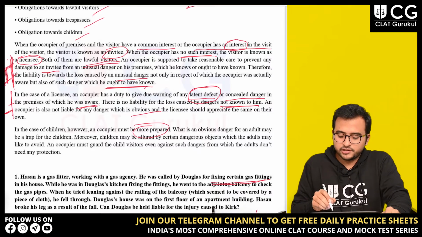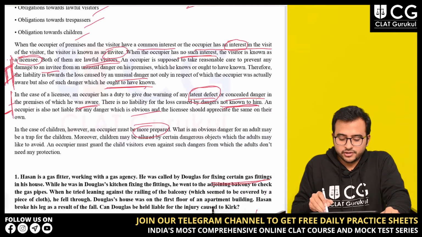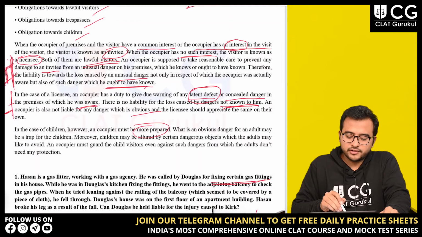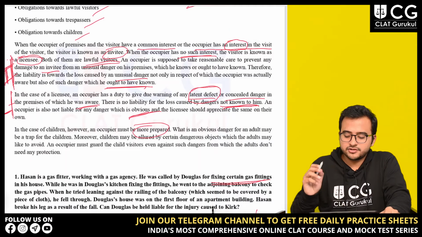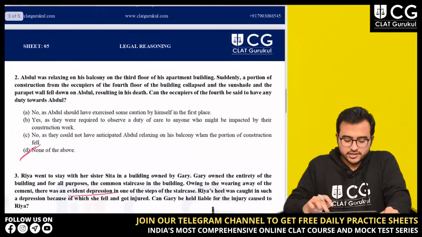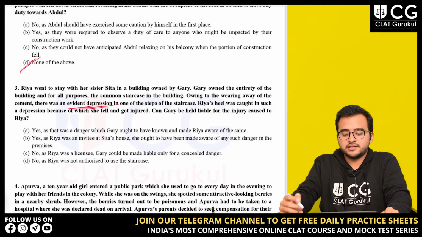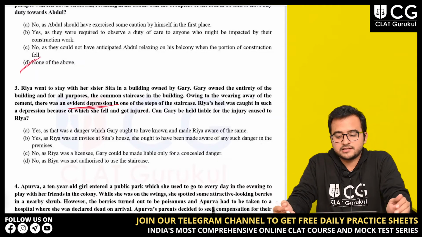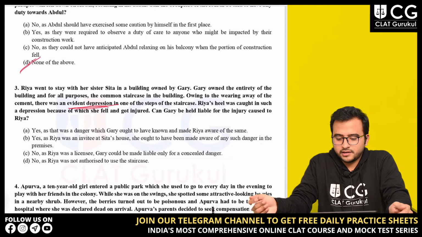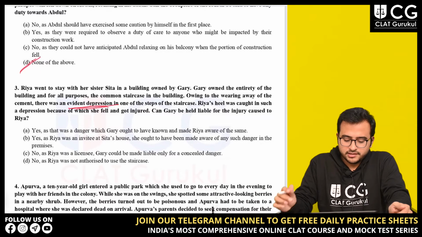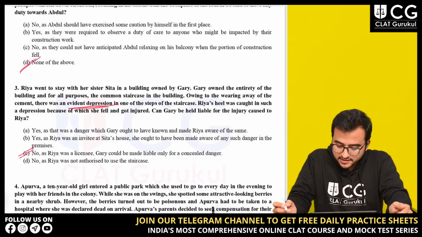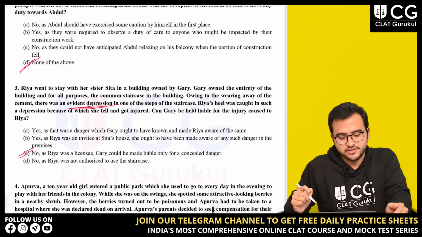Furthermore, there is no liability for the loss caused by dangers not known to him. An occupier is also not liable for any danger which is obvious, and the licensee should appreciate the same on their own. So, in this case we can say that the fact states that there is an evident depression in one of the steps of the staircase. So obviously, as we have just now seen, the depression on the stairs was really evident, and Riya should have, you know, looked at it on her own. So the correct answer would be C. No, Riya was a licensee. Gary could be made liable only for a concealed danger.